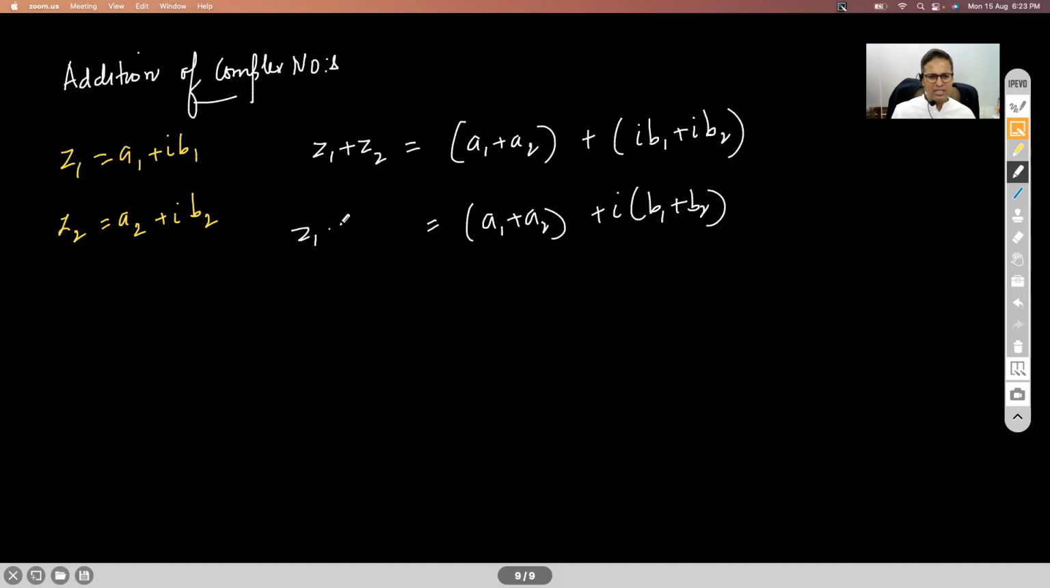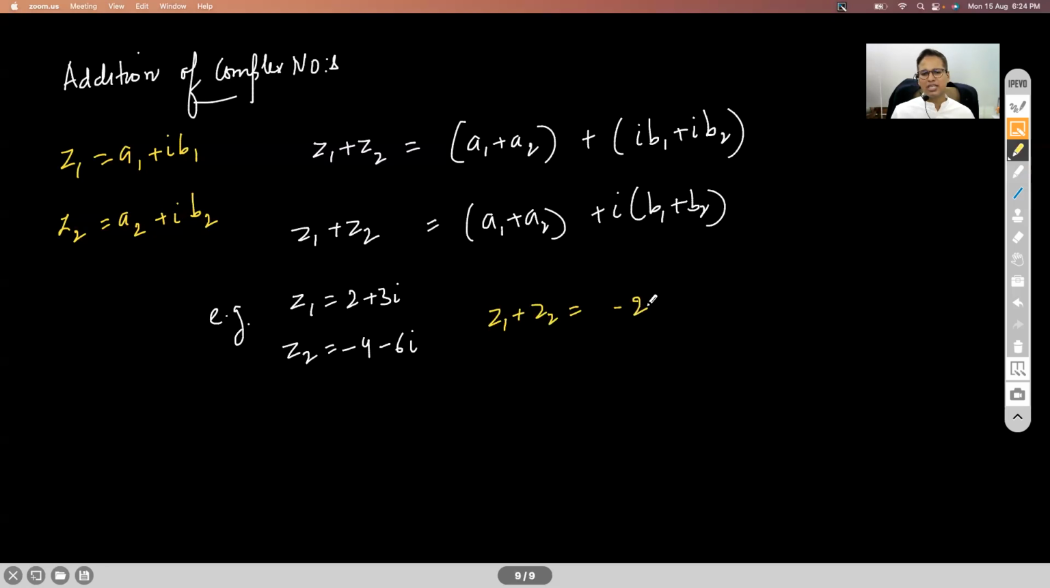Very simple operation. A simple example I can give you is, let's say Z1 is 2 plus 3i and Z2 is minus 4 minus 6i. So when you are adding Z1 and Z2, what will you do? 2 plus minus 4, which is minus 2, 3 minus 6, which is minus 3.